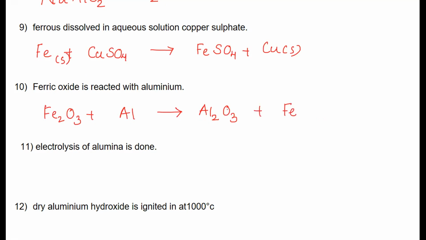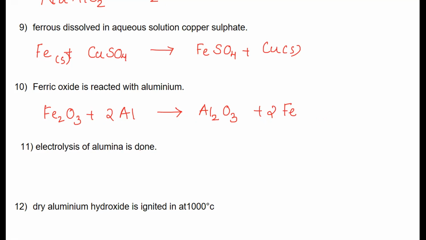Here 2 Fe is there, so here also 2 should be there. Aluminium is 2 here, so here also 2. So the equation is Fe2O3 plus 2Al gives Al2O3 plus 2Fe. Next question.